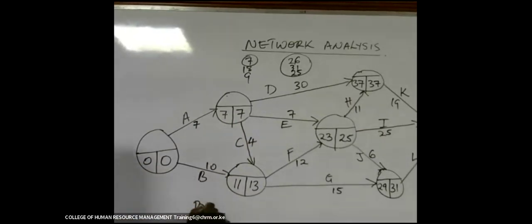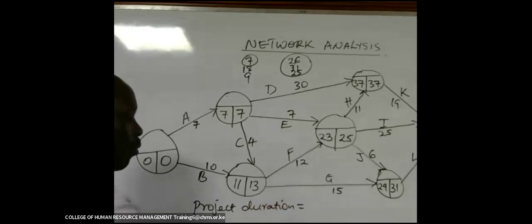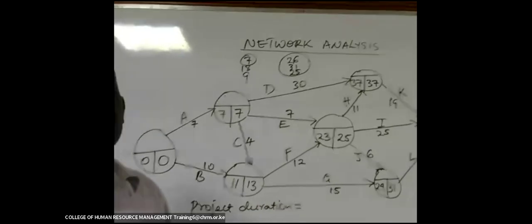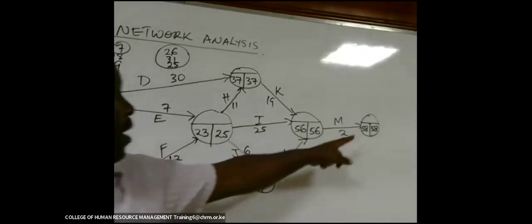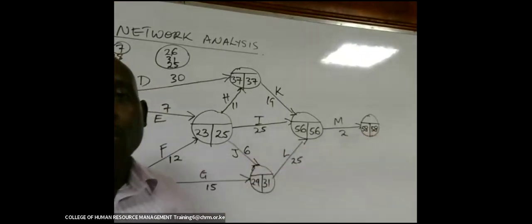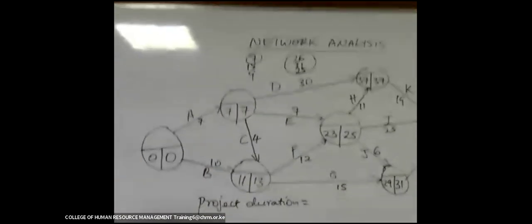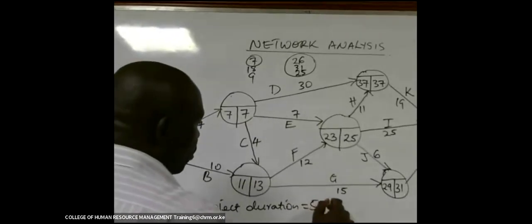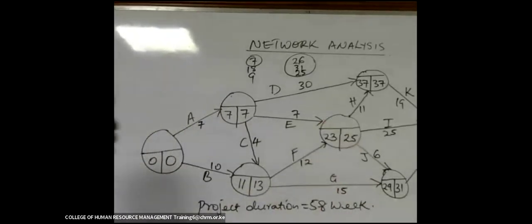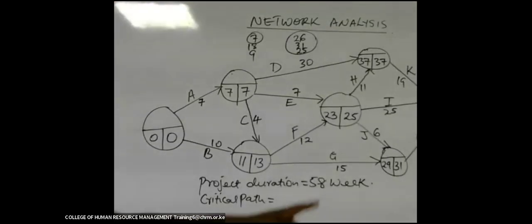That is it. So when you are told to determine the project duration, you simply go to the last circle that we have, the last event. It has 58. So the whole project will take 58 weeks. When you are told to determine the critical path, the critical path, it is the path that is going to give you the 58, the longest path. And how do you determine it?